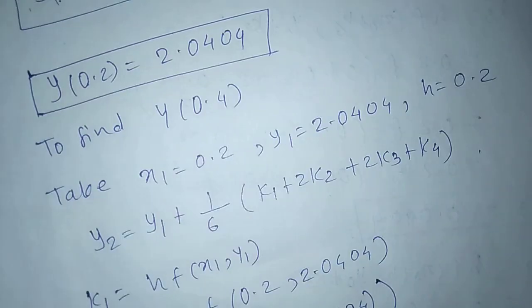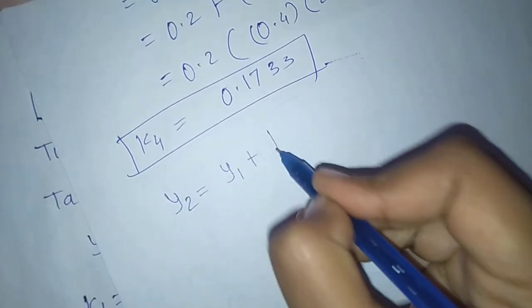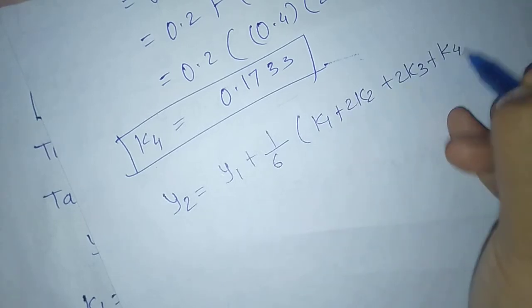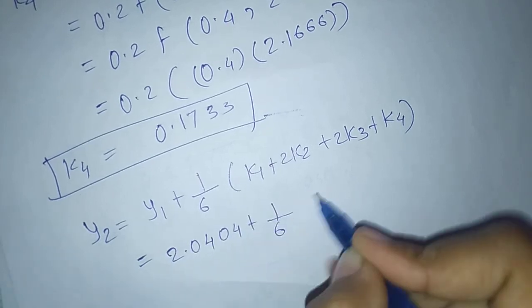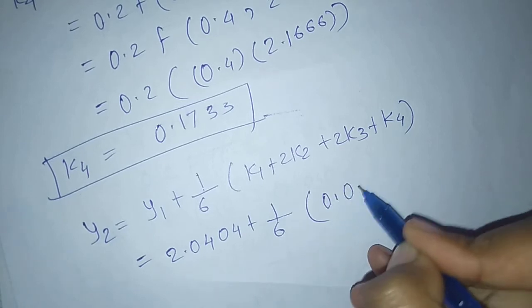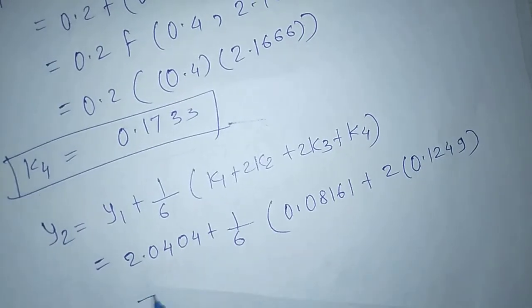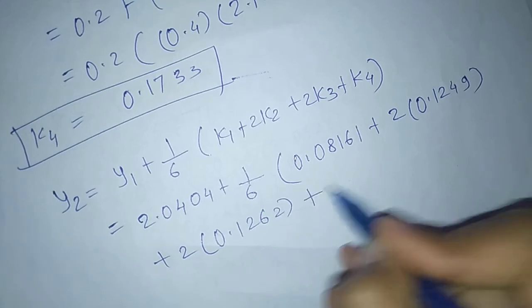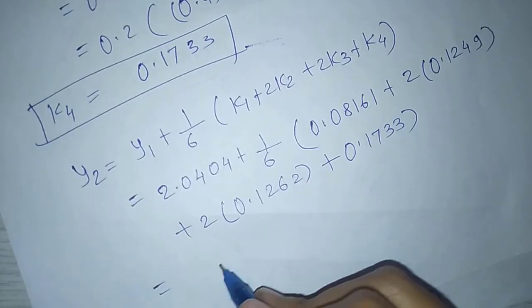And the formula of y2 is y1 plus 1 upon 6 into k1 plus 2k2 plus 2k3 plus k4, equal to y1 is 2.0404 plus 1 upon 6 into k1 is 0.08161 plus 2 into k2 is 0.1249 plus 2 into k3 is 0.1262 plus k4 is 0.1733.